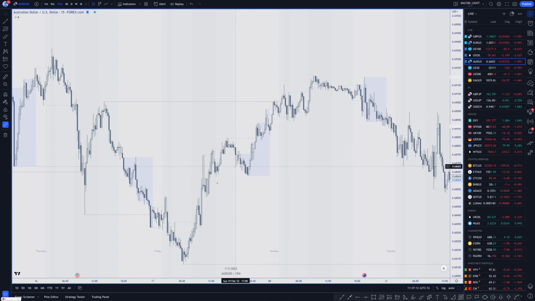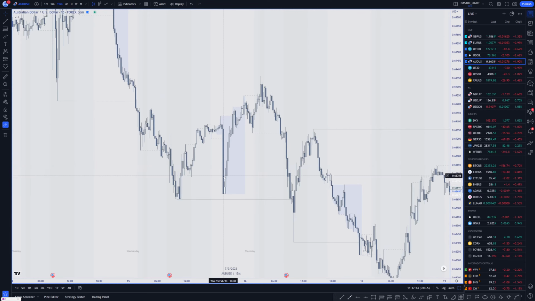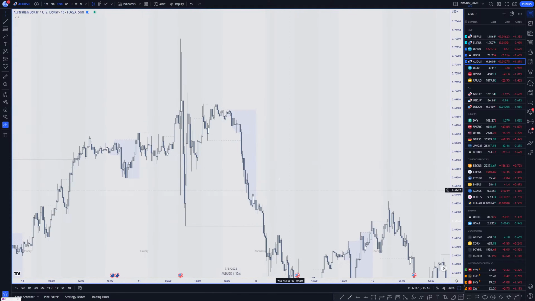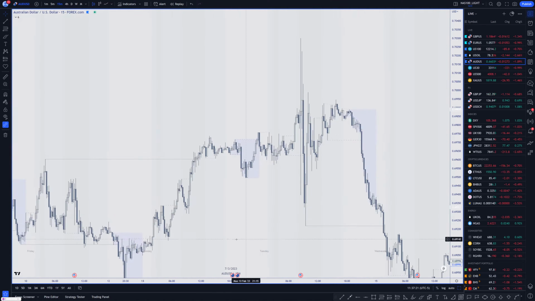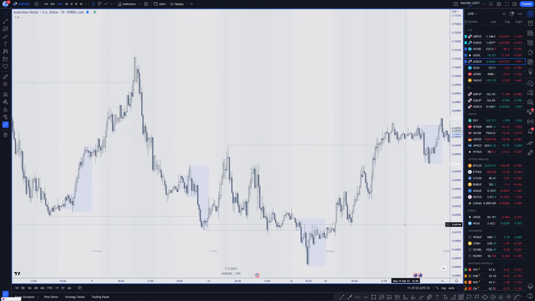As you can see, these are all Asia session, the blue boxes here. Look, tons of movement. I think this one might have been news. Look at this one. This one's huge, right? And beyond that, of course, there's also going to be movement in London and New York session too. So it's not just limited to Asia.